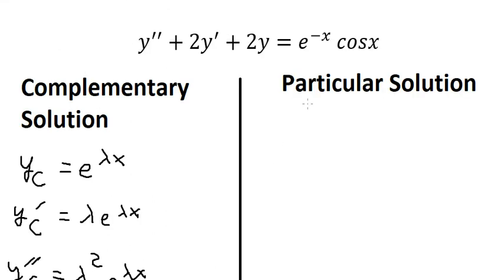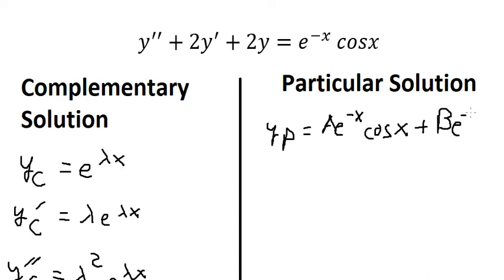And now we go to the particular solution. We see that on the right we have e to the power of negative s cos s. So we put yp equal to a e to the power of negative s cos s plus b e to the power of negative s sine s.